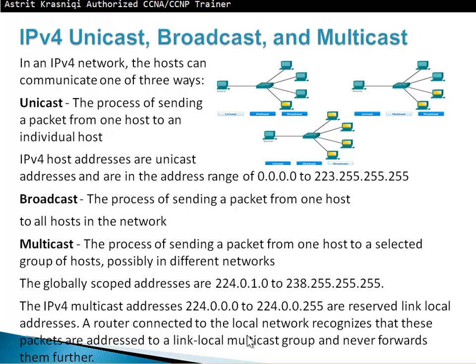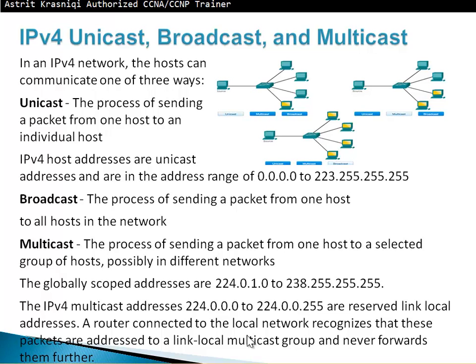Multicast is the process of sending a packet from one host to a selected group of hosts, possibly in a different network. The globally scoped addresses are 224.0.1.0 to 238.255.255.255. Now, multicast, when you think, if I have a classroom, say I have 10 students, and 5 students I group in group A, and another 5 students I group in group B. The multicast is when I say, okay, group A, let's do this. I'm doing a multicast message. I'm not speaking to all my students, I'm speaking to a group of students. Okay, the same happens here in the PC on the networks.